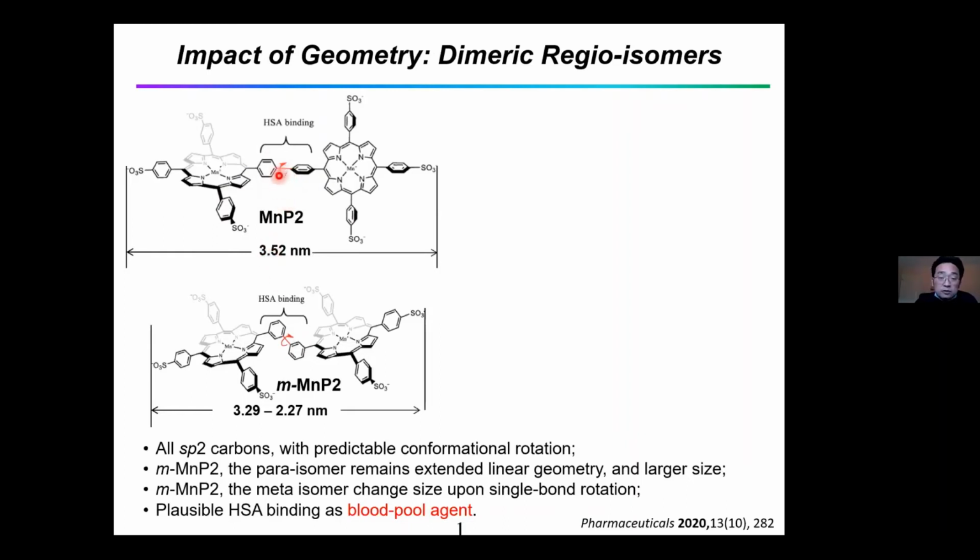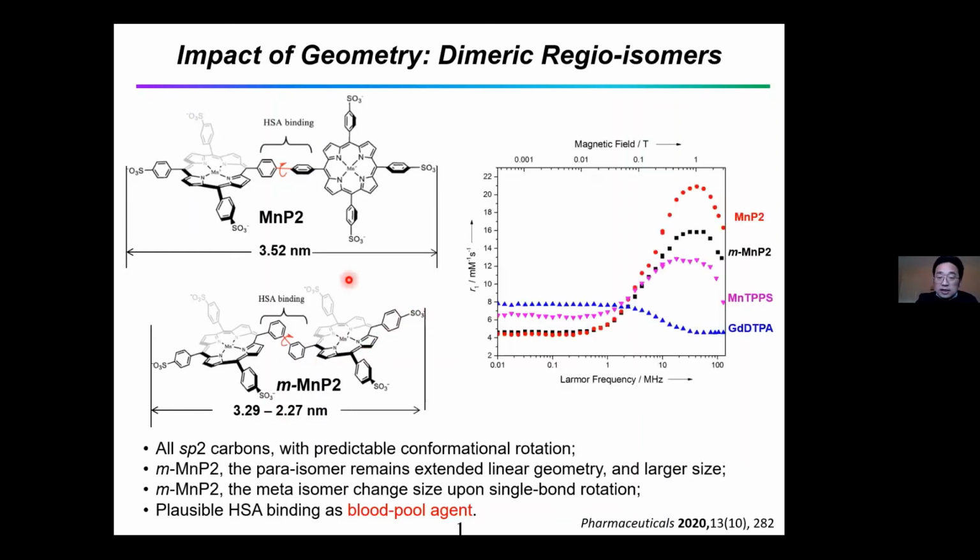But if you change the conjugation, not at the para, but at the meta position, in this case, this single bond rotation will change the size of the porphyrin. And this porphyrin is a kind of tunable structure based on this rotation. We could estimate the size range is between 2.3 to 3.3 nanometers. And this tiny change actually has a clear impact on the relaxivity as we predicted, because this makes a relatively small diameter, and you see that the relaxivity indeed also decreases. So very interesting, but it is what we predicted.